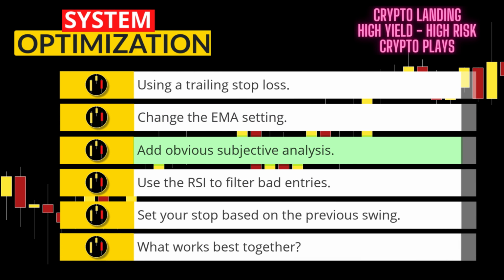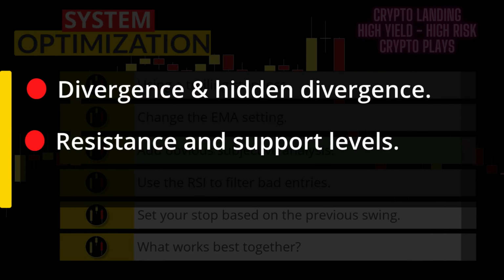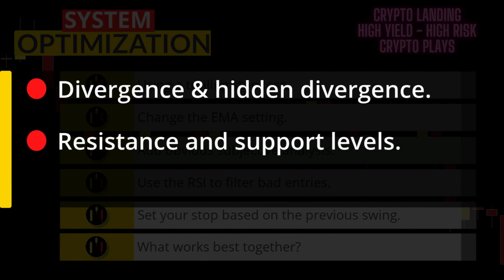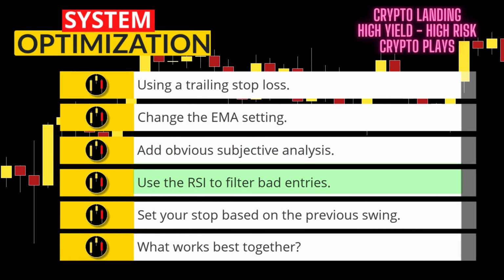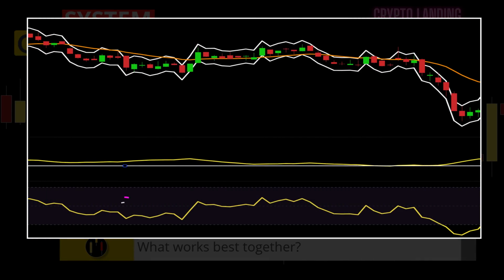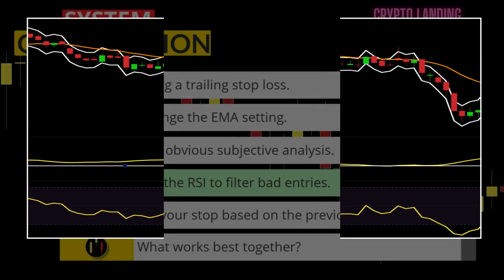Third, additional confirmation can include divergence or hidden divergence of the ADX itself, support and resistance levels to set take profit and stop loss levels, in addition to higher time frame directional confirmation. Fourth, you can use the RSI to confirm your entry signals. In this example, it would have filtered out a losing trade. This is also an option in the trading script settings.